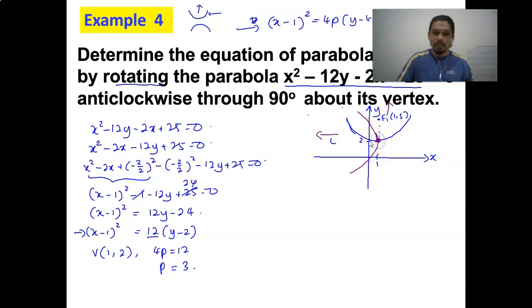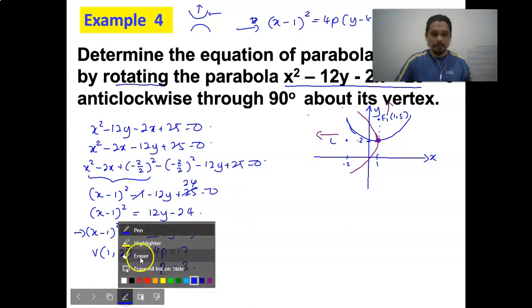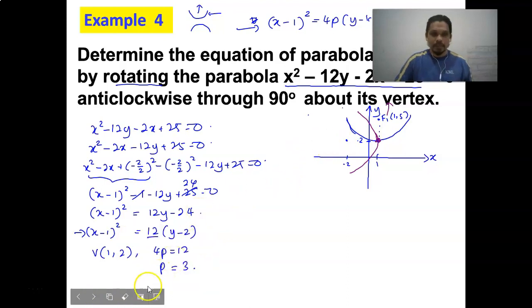So from 1, the coordinate of this focus point is (-2, 2). And the directrix line: if we move 3 units to the right, 1, 2, 3, which is x equals 4, this is the directrix line for this parabola.